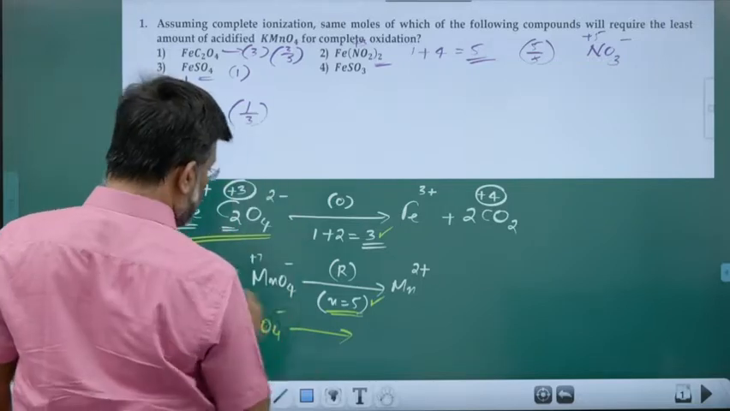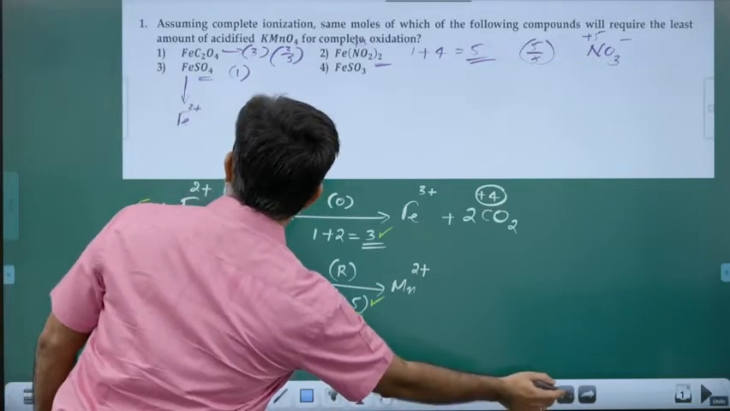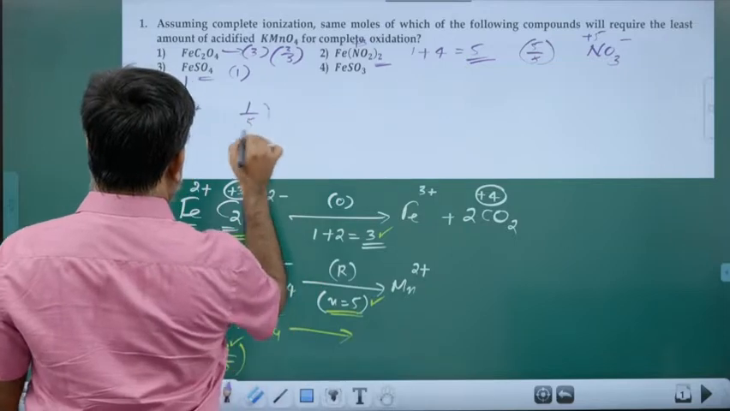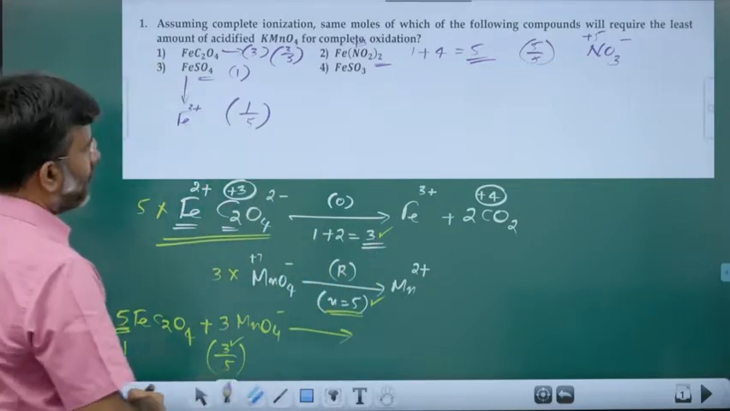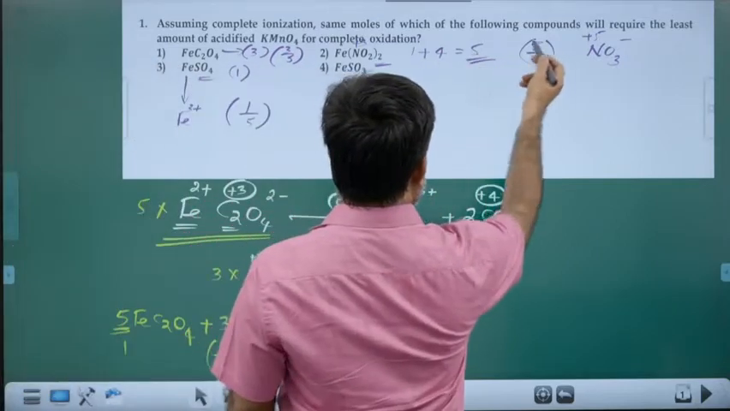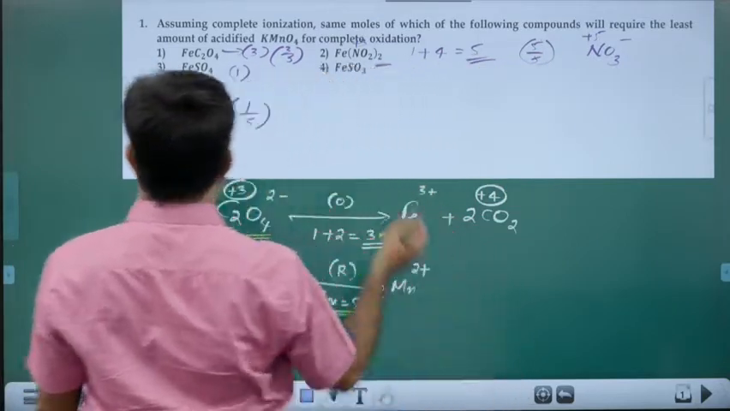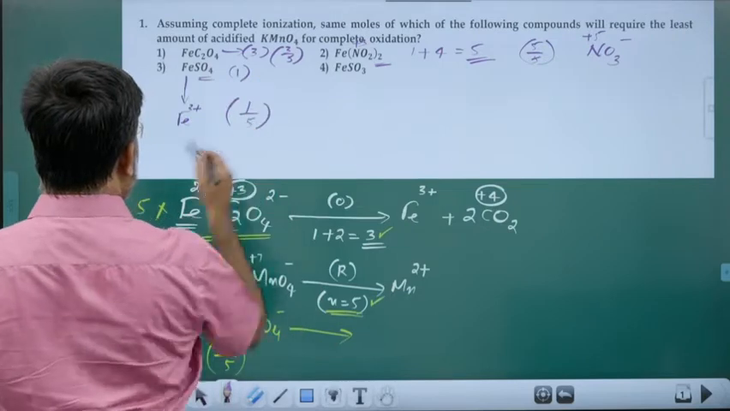Sorry, it is not 1 by 3. It is 1 by 5. Here the n factor is 3 and you get 3 by 5. Here the n factor is 5, so you get 5 by 5. Here the n factor is 1, so you get 1 by 5.